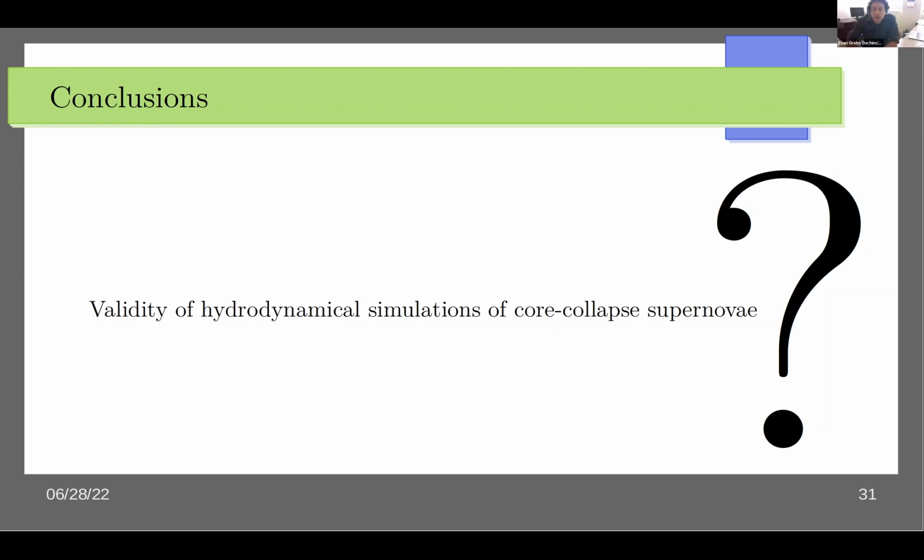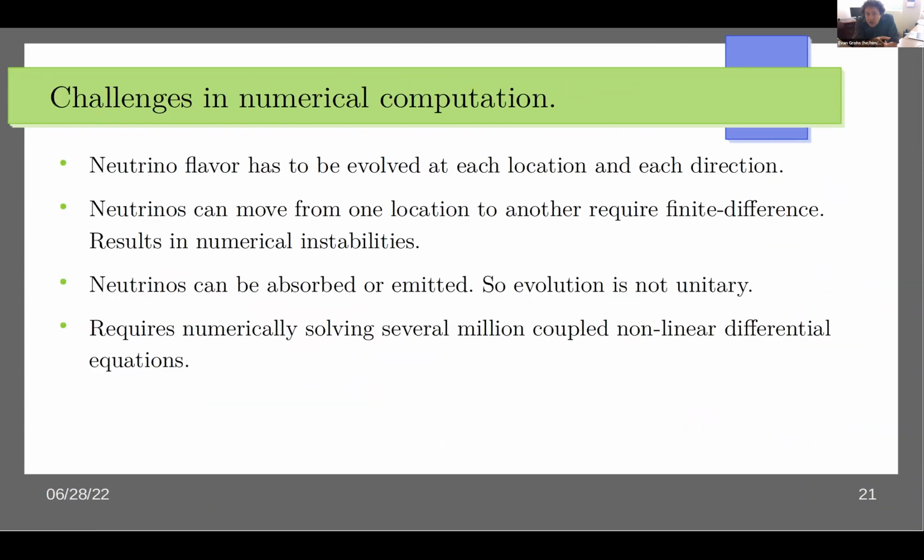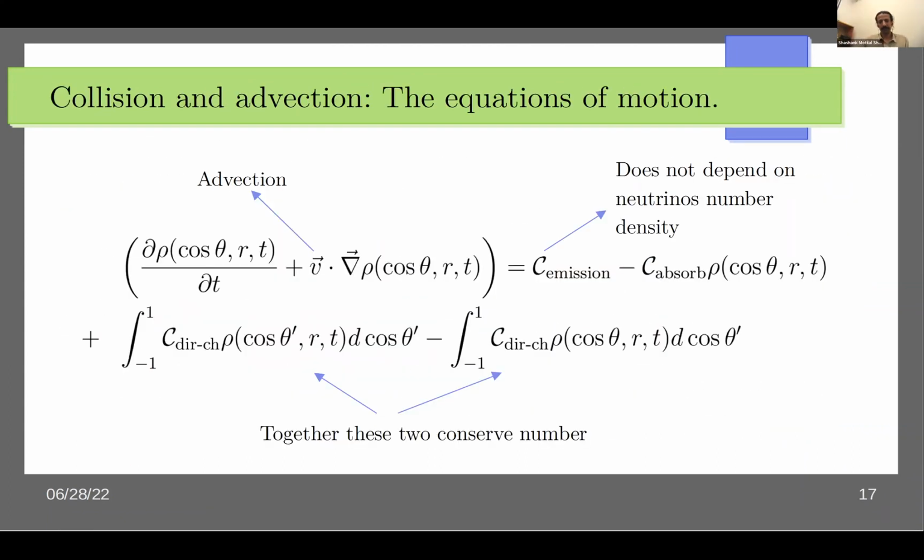Yes. Okay. And just to follow up on that Boltzmann-like equation that you had, you had the two integrals over the collisional function for direction changing. What are the differences between these integrals besides the dummy variable? I'm just not exactly sure what these are doing.